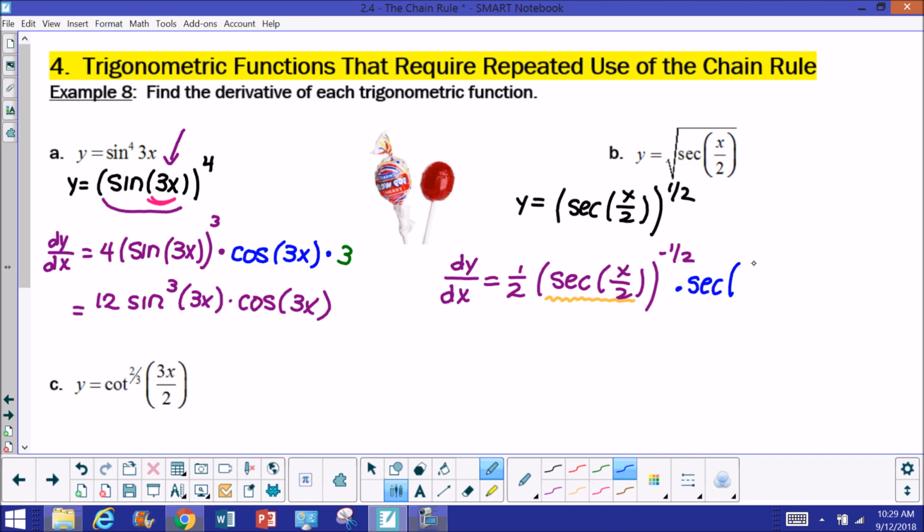That would be the secant times the tangent. Notice how the x over 2 just stayed as it was. And then what's the final thing that I would multiply by? What is the derivative of this inner function? 1/2. And I'll write that in green. Okay? And we're essentially finished.